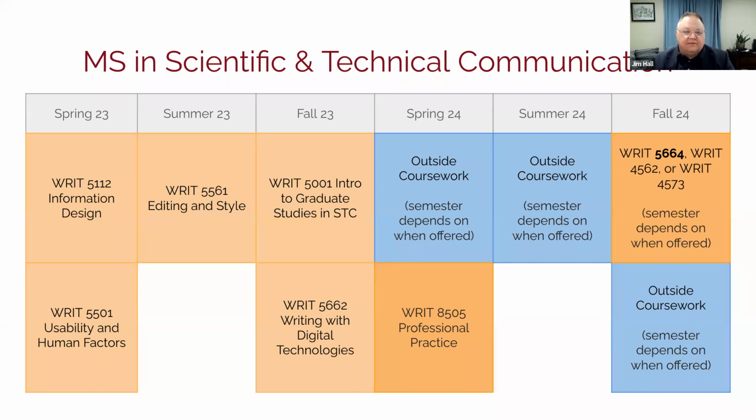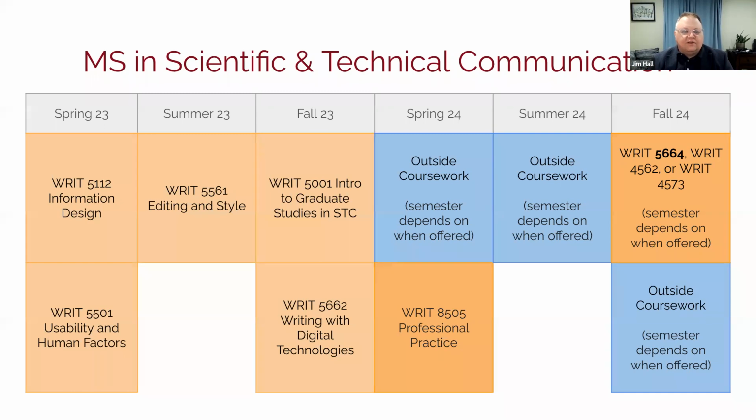In fall, coming back with 5001, Introduction to Graduate Studies, and RIT 5662, Writing Digital Technologies. And then it's time to focus on the rest of the program, so the electives and the outside coursework. In spring 2024, I just sort of stubbed in here that a student might take one of their courses from 3 credits from outside the program. And so that's what that represents in the blue box.